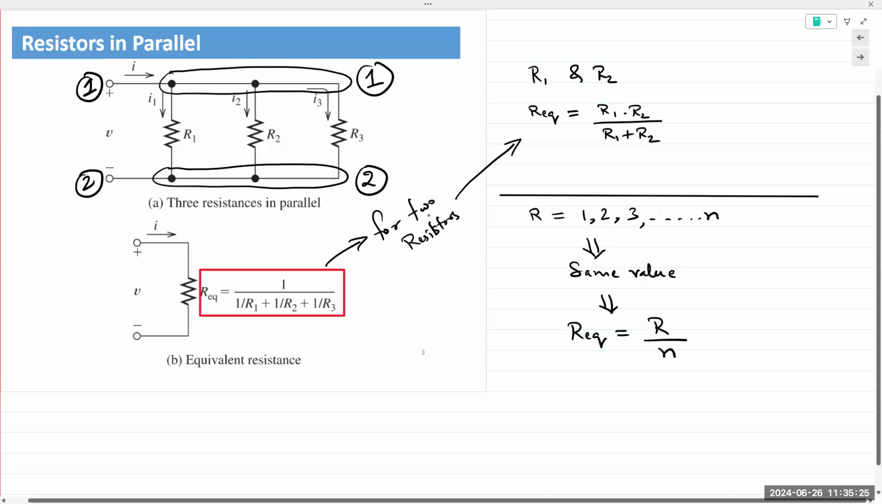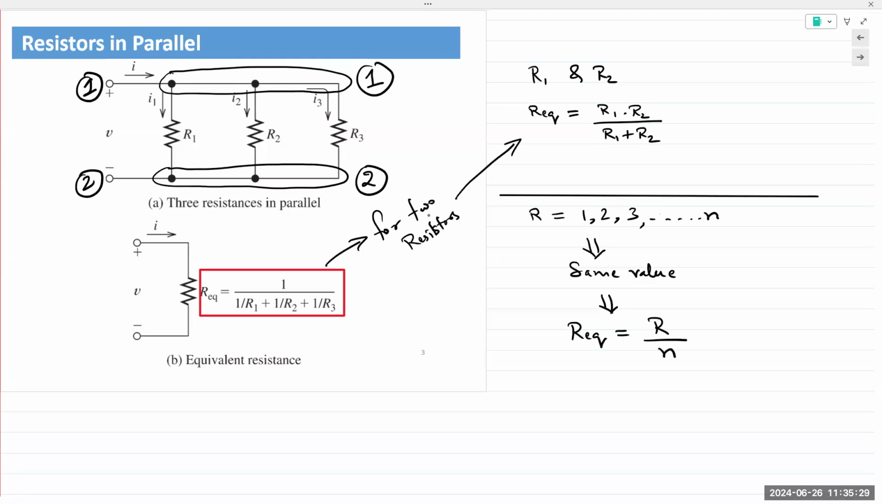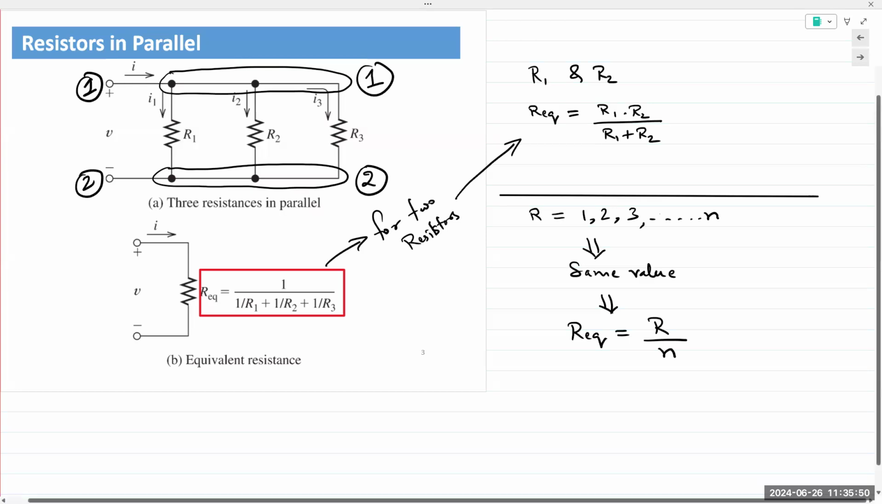And you can try it out. If you have two resistors worth 10 ohms each, the total Req would be 10 divided by 2, 5 ohms. If it's three 100 ohm resistors in parallel, it would be 100 divided by 3, 33.33 ohms. And you can take any value, a million resistors, all with 1 ohm each, it would be 1 ohm divided by a million. And that's the second point.